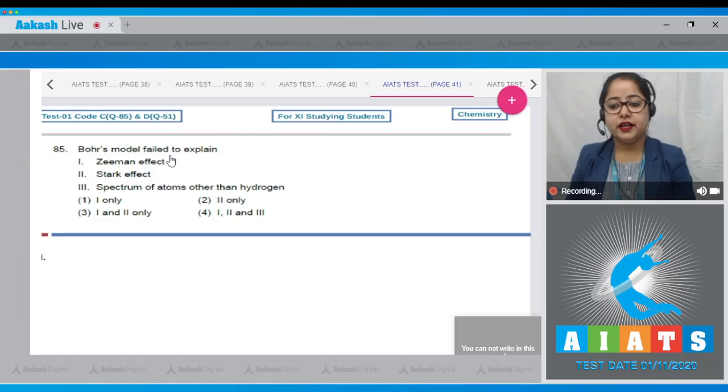Bohr's model failed to explain Zeeman effect, Stark effect, spectrum of atom other than hydrogen. Students, for this question, we have to understand that Bohr's model accounts for the stability and line spectra of hydrogen atom and hydrogen-like species like He plus, Li2 plus, that means single electron species. As a result, it is very clear that Bohr's model failed to explain the spectrum of atoms other than hydrogen. Also, it failed to explain Zeeman effect as well as Stark effect.